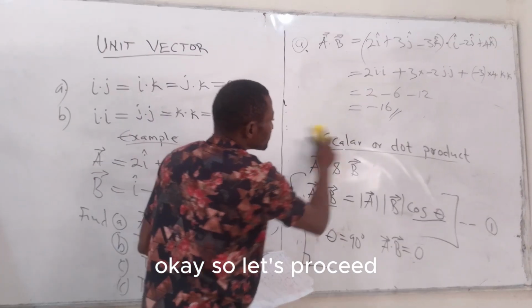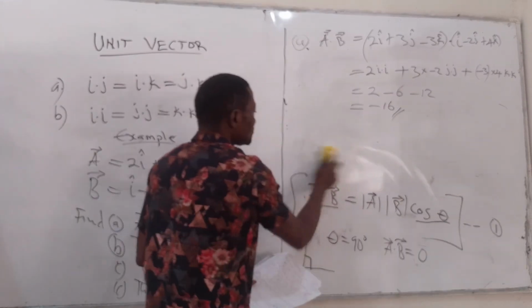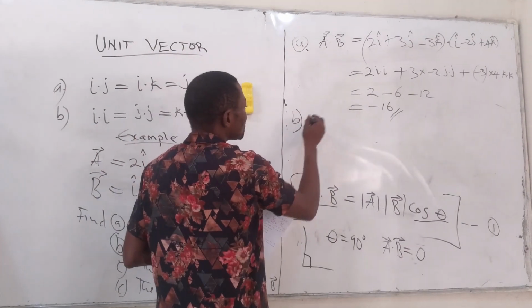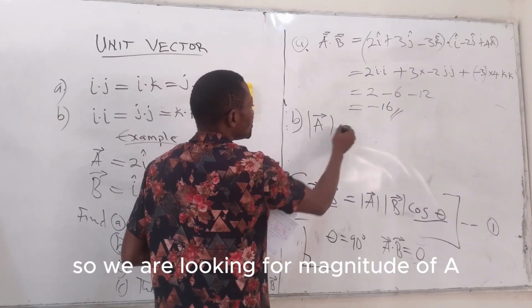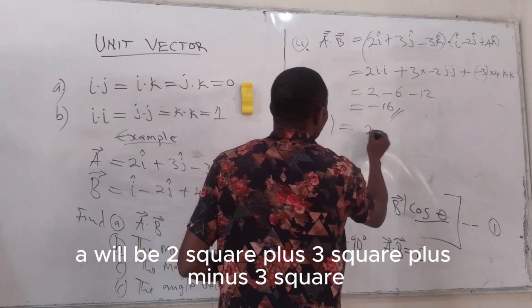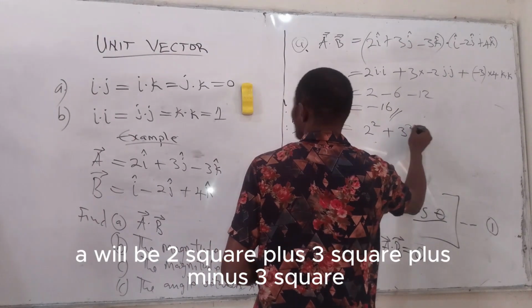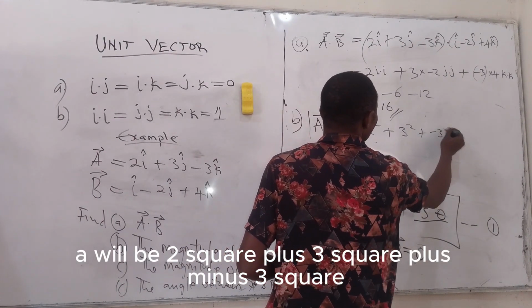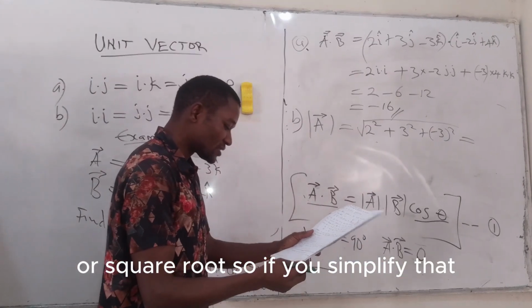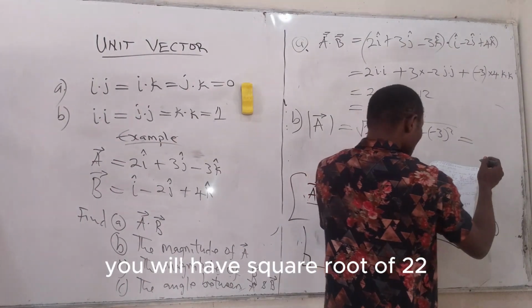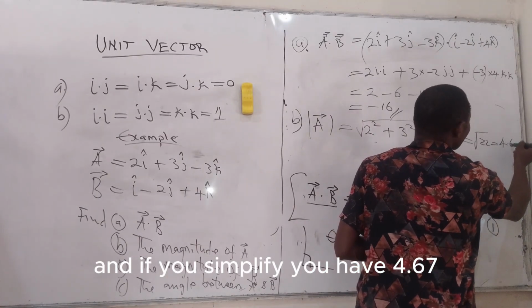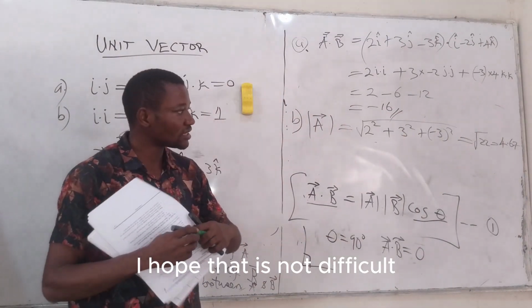Okay, so let's proceed. The next thing, we have to find the magnitude of A. So we are looking for the magnitude of A, and that will be equal to what? This is A, it will be the square root of 2 squared plus 3 squared plus minus 3 squared. So if you simplify that, you will have the square root of 22, and if you simplify, you have 4.67. I hope that is not difficult.